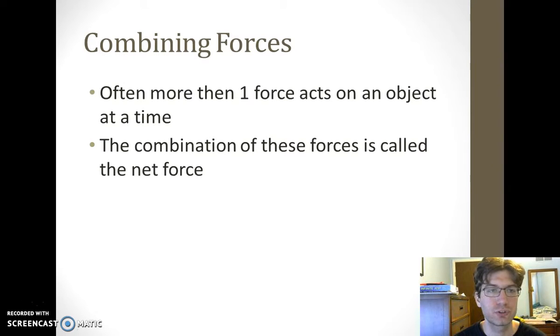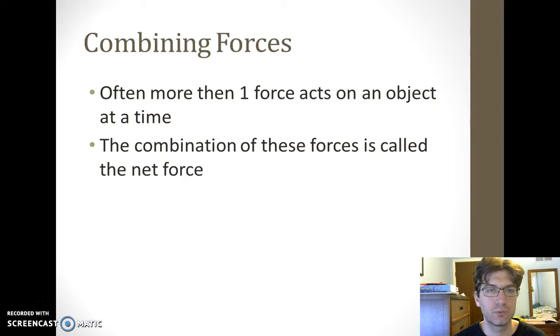Combining forces. Forces can be combined. Often more than one force acts on an object at a time. For example, if you decide to lift up a lemon, you are acting on the lemon and exerting a force, while gravity is also exerting a force downwards. Well, you probably also have friction exerting a force trying to make that lemon not fall out of your hand. The combination of these forces is going to be called your net force.